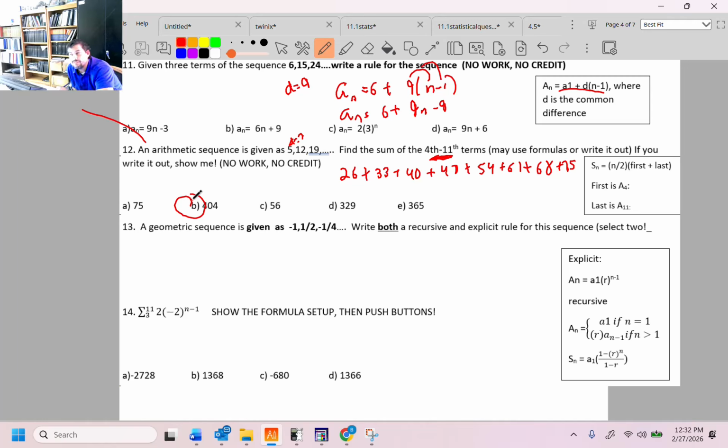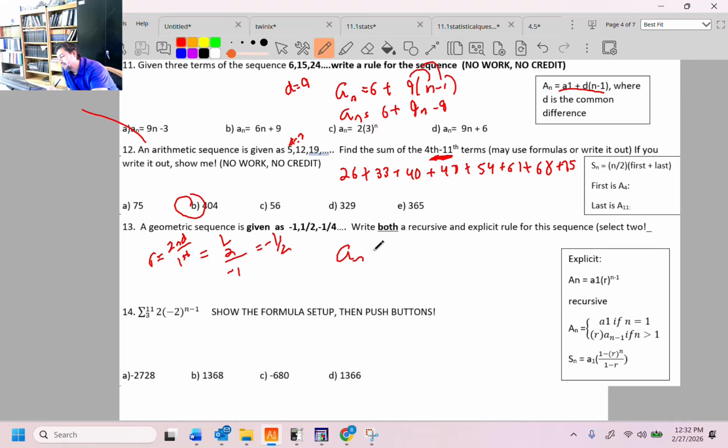Number 13, besides being left blank by a couple of kids, the ratio is always the second over the first. There were several kids who missed the ratio. If I take a half and I divide it by -1, I get -1/2. I really didn't like seeing your 0.5s, by the way.